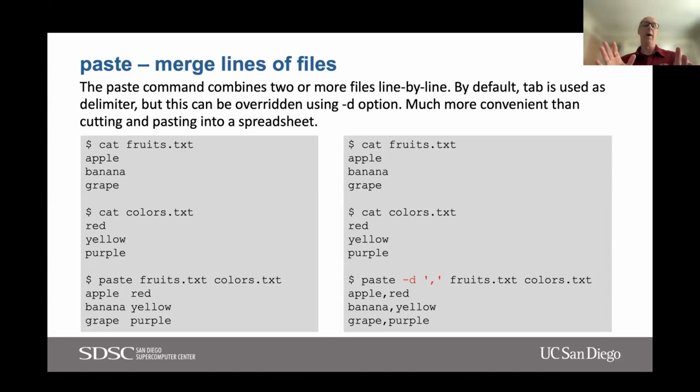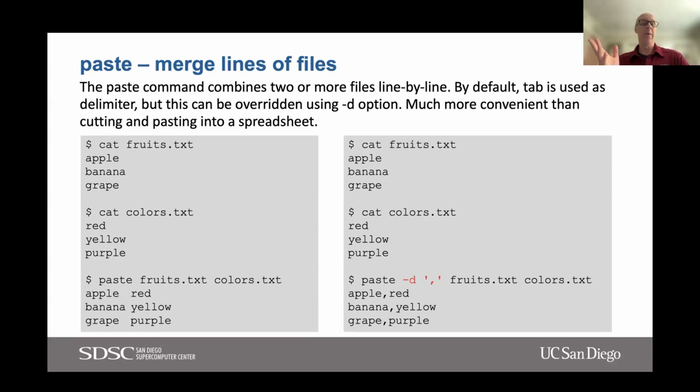So every once in a while, you'll need to combine the contents of 2 or more files, and you'll want to do it line by line. And I think the way a lot of us do this is we'll write the output, say, to our terminal. We'll mouse over that text, paste it into a spreadsheet. Do the same thing with the other text, paste that into a spreadsheet, and so on. But paste allows you to do this very, very easily just by specifying the names of the files.